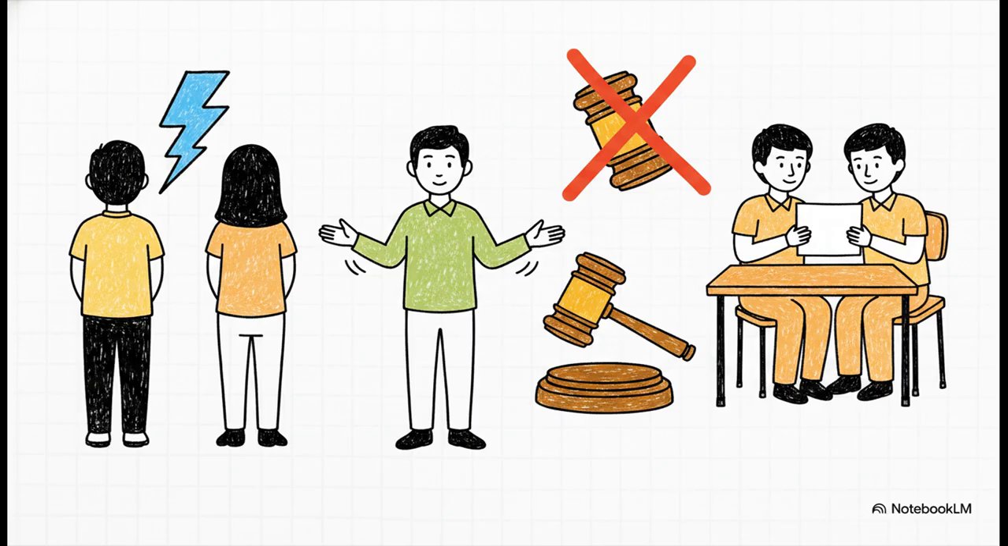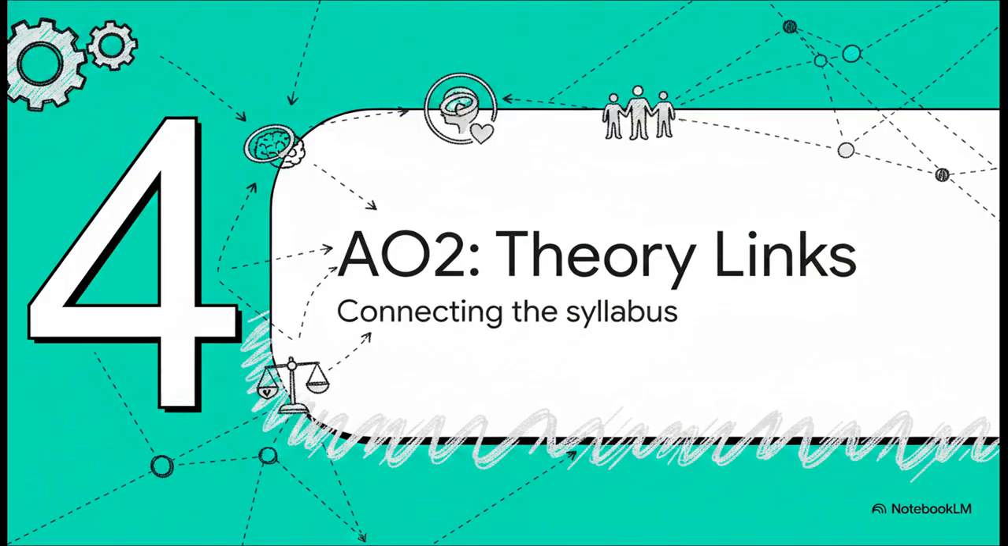This perfectly illustrates the incredible power of early intervention and relational repair. It stops youth conflict right in its tracks, before it escalates into the formal justice system. Moving to Section 4, AO2 Psychological Theory Links and Connecting the Syllabus. To really maximize those AO2 marks and demonstrate a brilliant, holistic understanding of psychology, we have to cross-link restorative justice to the other major psychological theories you studied in the course.